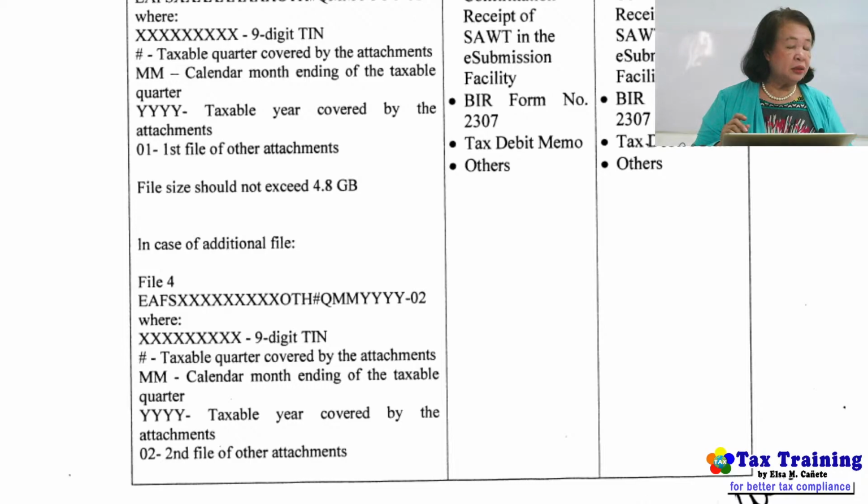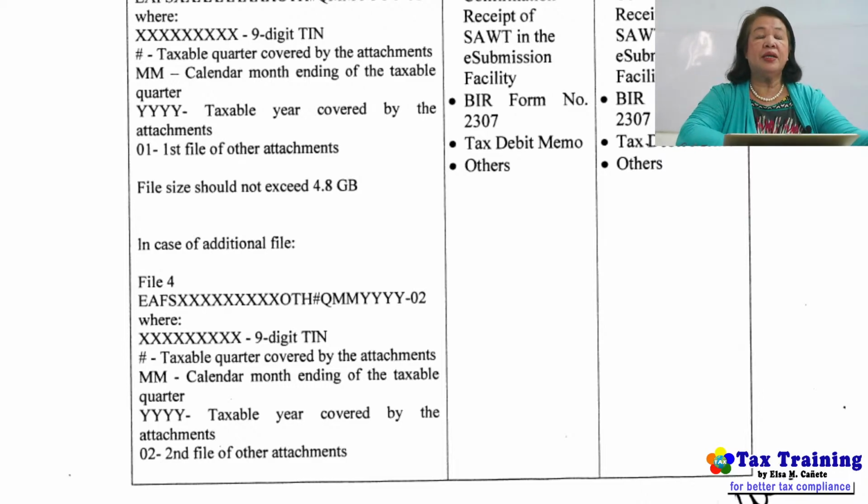Ang pinaka-crucial natin dyan, pareho naman sila, 2316 at saka 2307 is very important. Naka-receive din po pala ako ng query about 2316, napakarami.